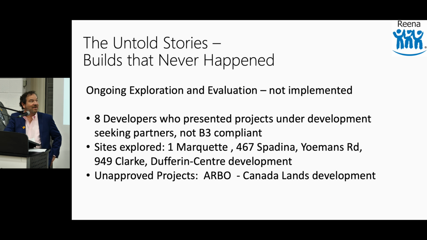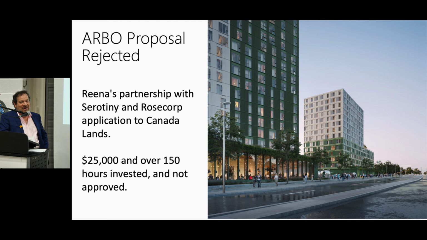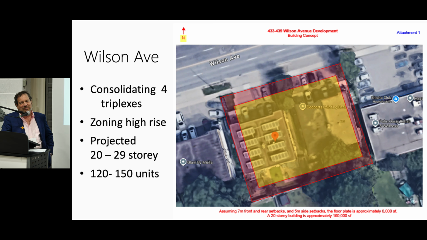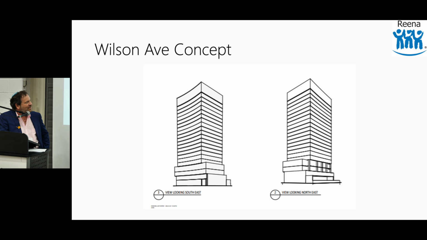I'm at time? Oh, okay. So we won't talk about what we're not doing. We didn't get approved for a joint venture, and we're not going to talk about what's next, which is our Wilson project. We've run out of time, which is another 20 to 29 floor building. Thank you.